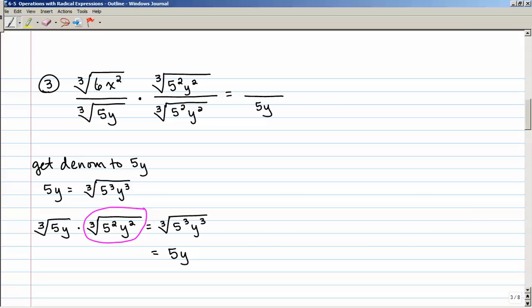Now I can just multiply the stuff underneath the radical here. So I'm going to have the cube root of something. Okay, 6 times 5 squared. 5 squared is 25. 6 times 25 is 150. x squared times y squared is just x squared times y squared. And that's my final answer. I'm going to clean that up a little bit.